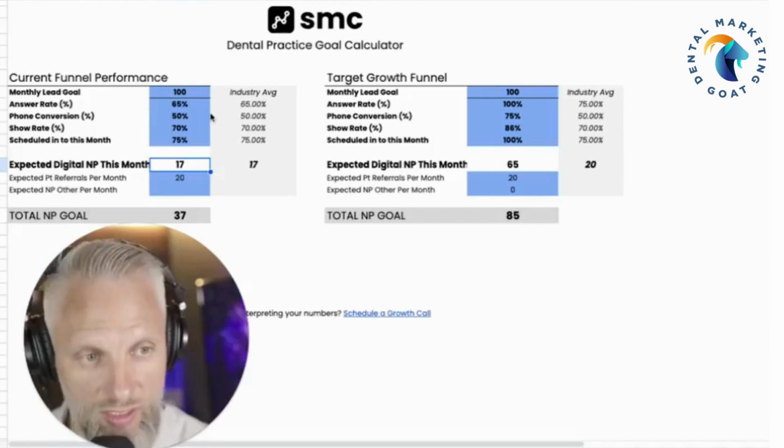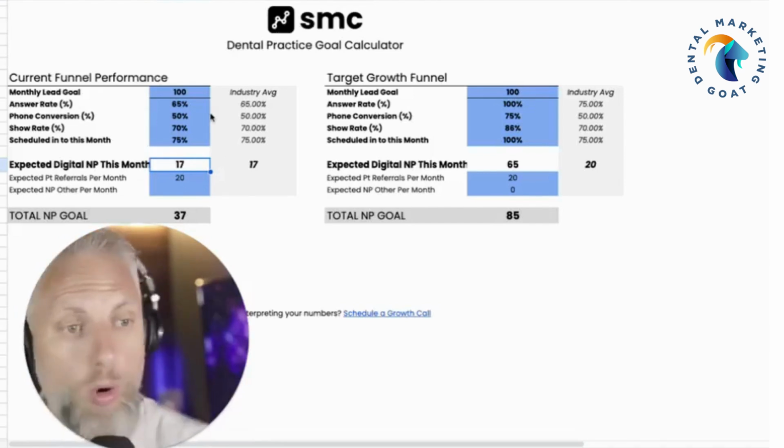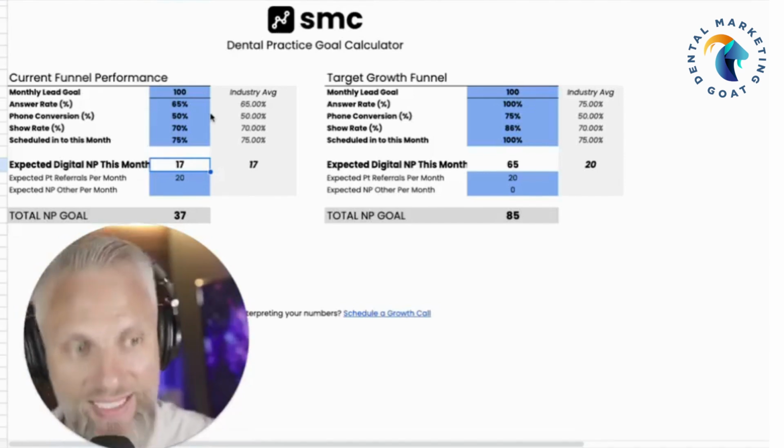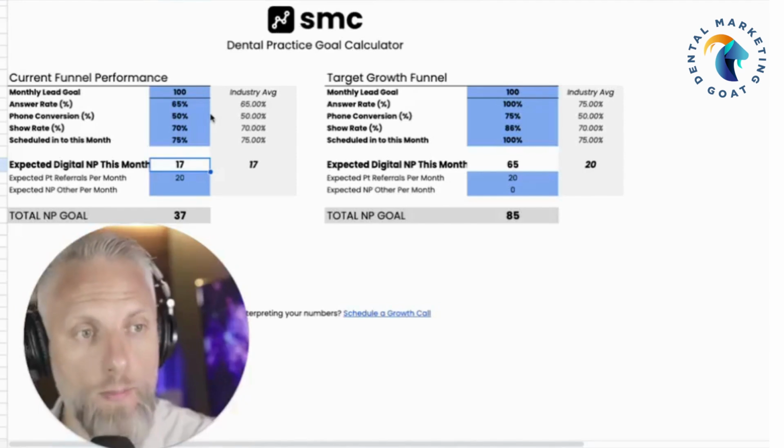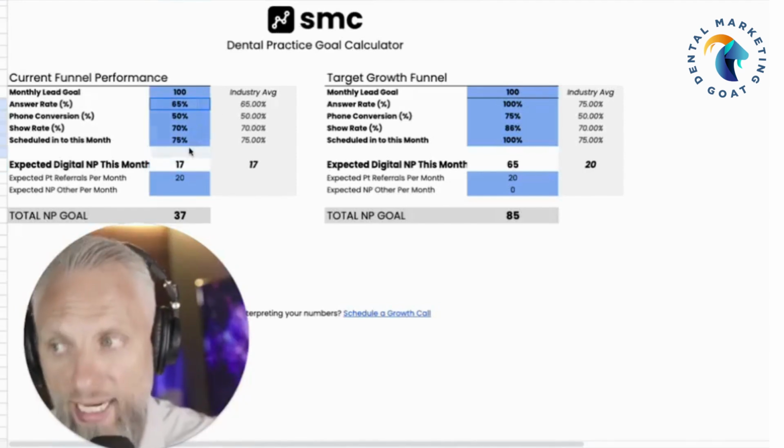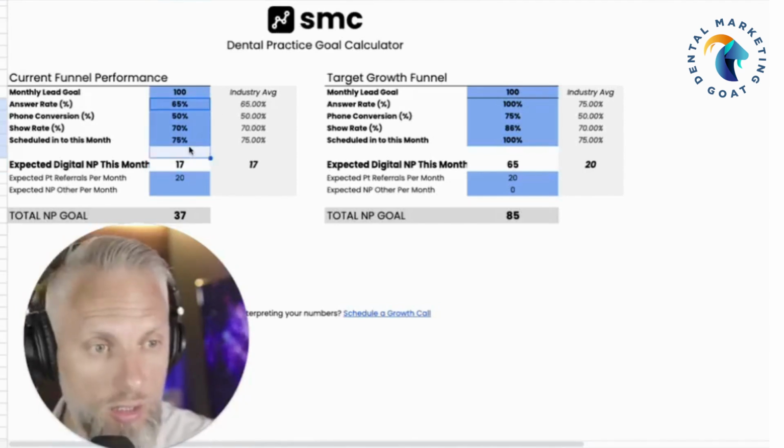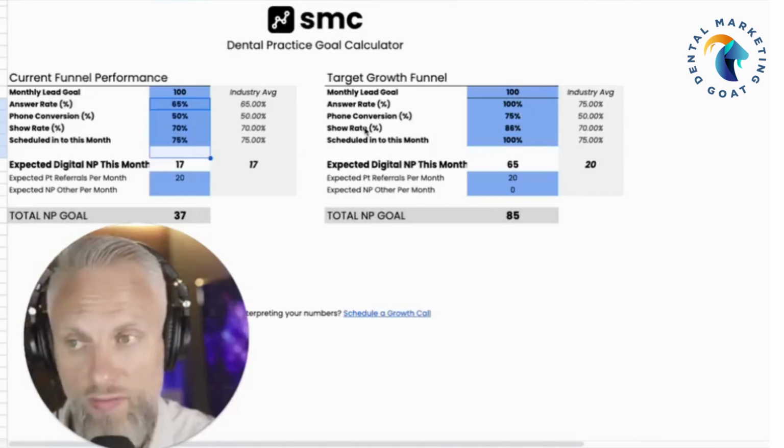This is the average. This is horrible, by the way. I cannot stress how bad this is, but this is the average. This is what most offices right now that are marketing are averaging, if you're not tracking this.